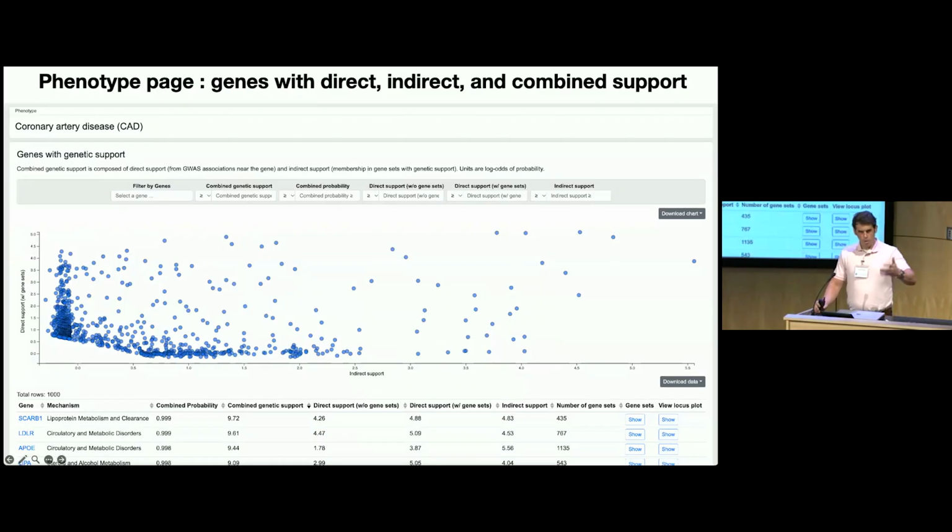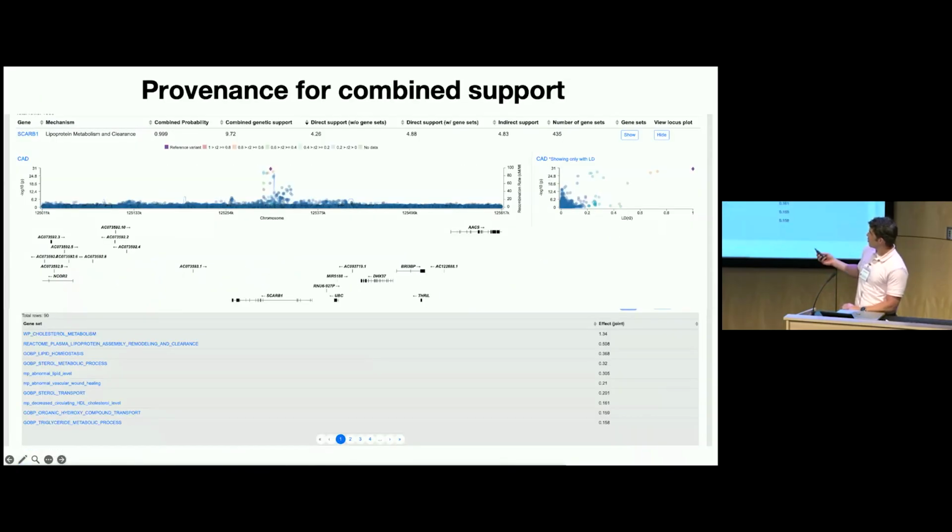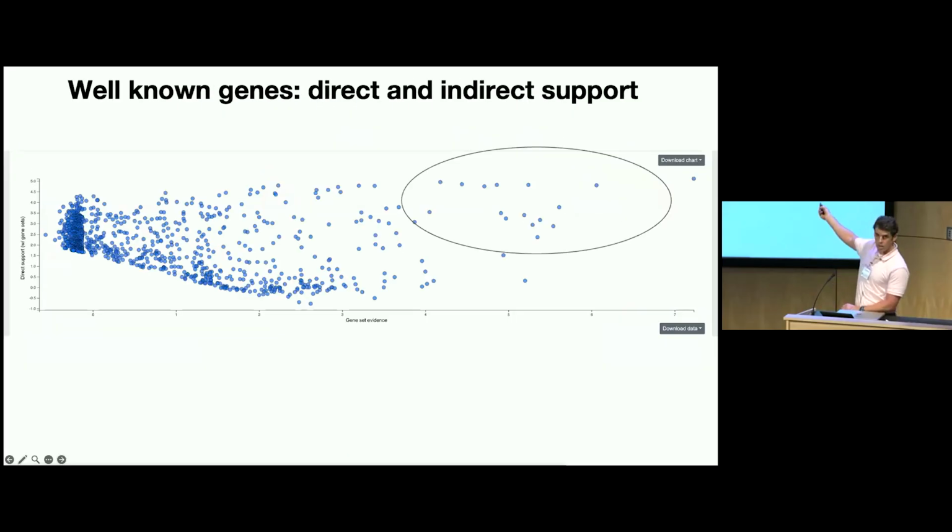Just to walk you through some of the basic things you can do: you can type in any trait, and you get this plot I was showing. I think I switched to coronary artery disease rather than heart failure. But there's a lot of information in these relationships, right? If you expand any dot on the plot, you can see the locus zoom plot, which in this case contributes to this direct support log odds of 4.26, which is like an 80% probability. And also all the gene sets that were learned from the GWAS to support this, right? So this is a gene, SCARB1, in the upper right-hand corner of this plot.